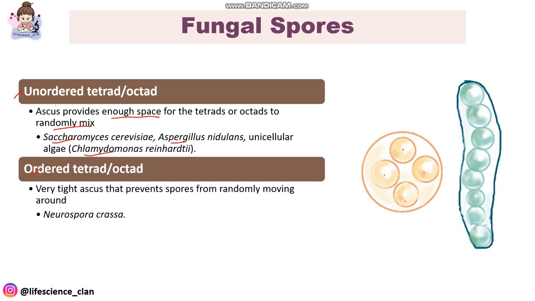Now what is an ordered tetrad? In this case, the ascus is very narrow and does not have much space. So these spores cannot mix. They are ordered as and when they are formed. So these two are very related and these two are very related. A very tight ascus that prevents spores from randomly moving around gives an ordered tetrad, and it is seen in Neurospora crassa. In this video, we will be learning about these ordered tetrads.